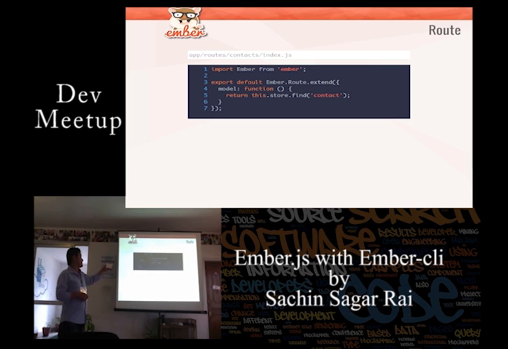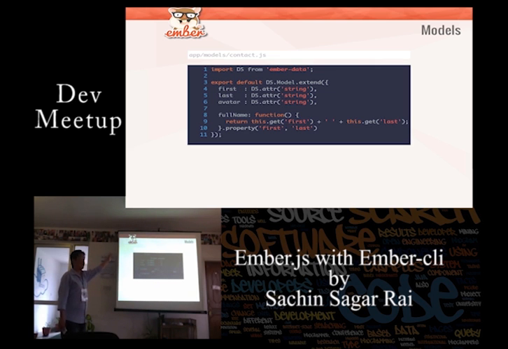Its main task is to fill the model, or to return some data or collection that needs to be shown. Again, we are importing Ember, and we are defining this model function. This function is returning a collection of contact. The syntax is store.find contact. The store.find contact will search for the model named contact, and this is the model, app model contact.